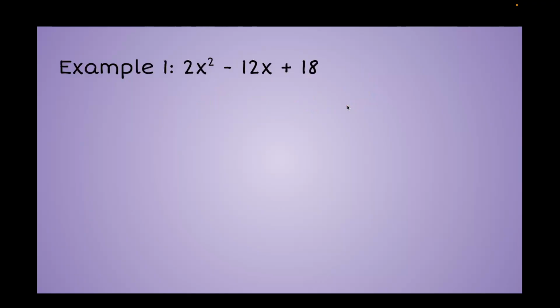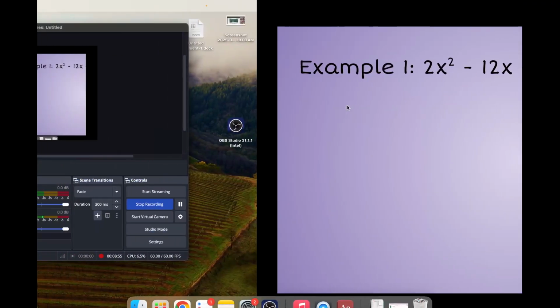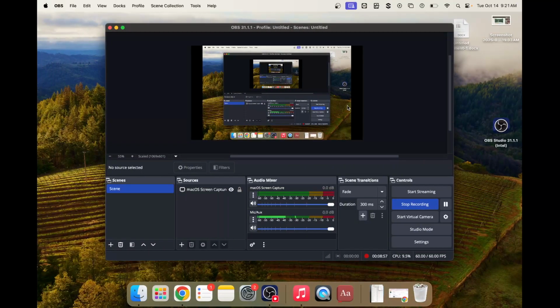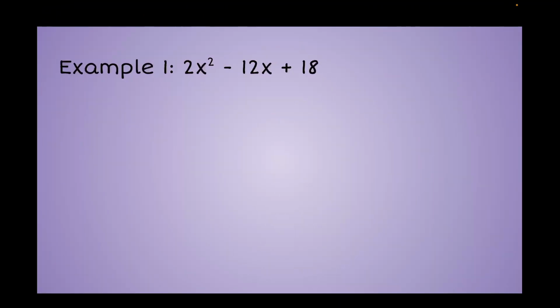Okay, let's do some harder examples. Here, there's a number in front of x squared. We do not like that. We have to pull that out. So, yeah, we start by pulling this out. 2 times what is 2x squared? 2 times what is negative 12x? And then 2 times what is 18? 9.